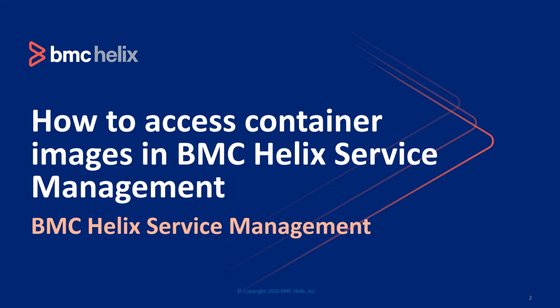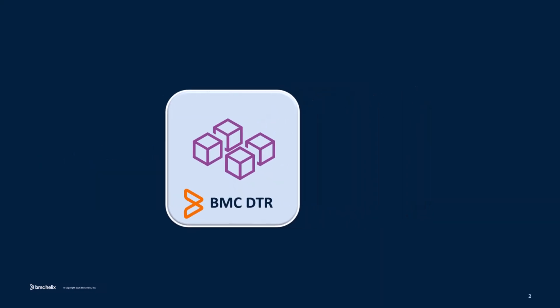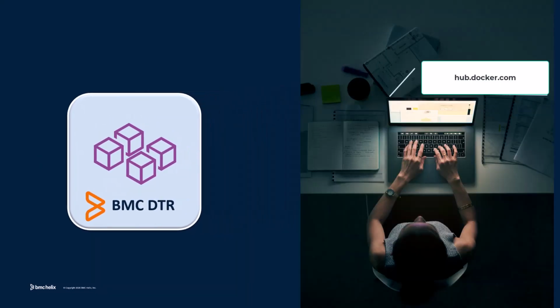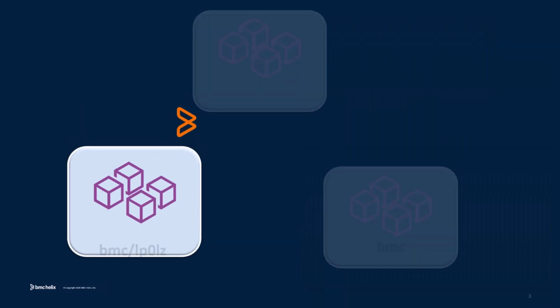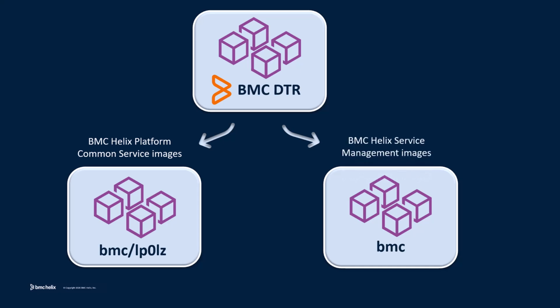Hello, in this video we explore the various methods to access the Service Management container images. The container images are stored on the BMC Docker Trusted Registry, BMC DTR. On BMC DTR, the BMC Helix Platform Common Services images are located in the BMC/LP0LZ. BMC Helix Innovation Suite and Service Management images can be found in the component repositories in the BMC project.